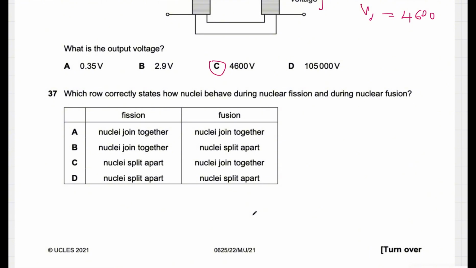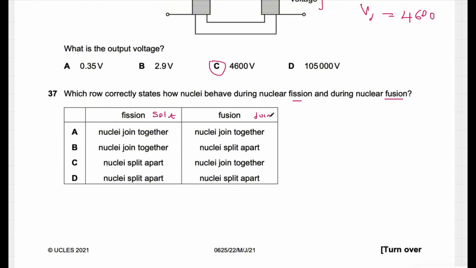Question 37 says, which row correctly states how nuclei behave during nuclear fission and during nuclear fusion. Remember, fusion is joining, fission is splitting. Nuclear fission is split, while fusion is join. To join two atoms together, join.